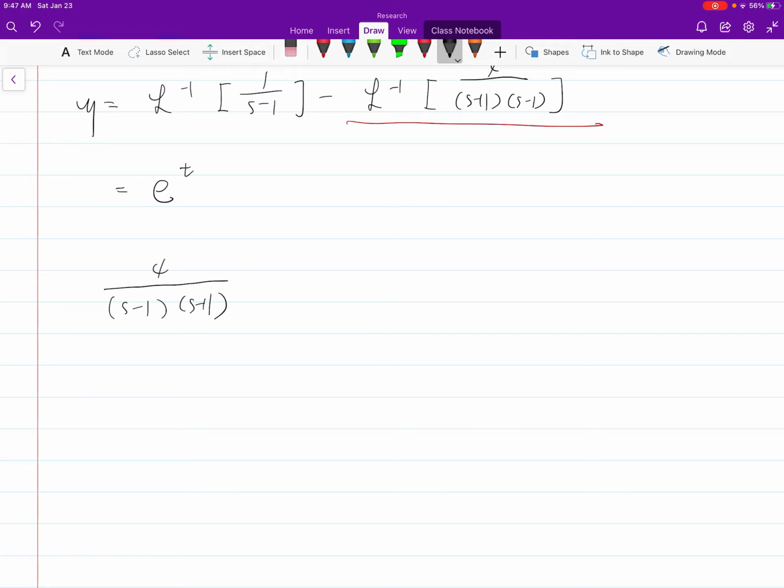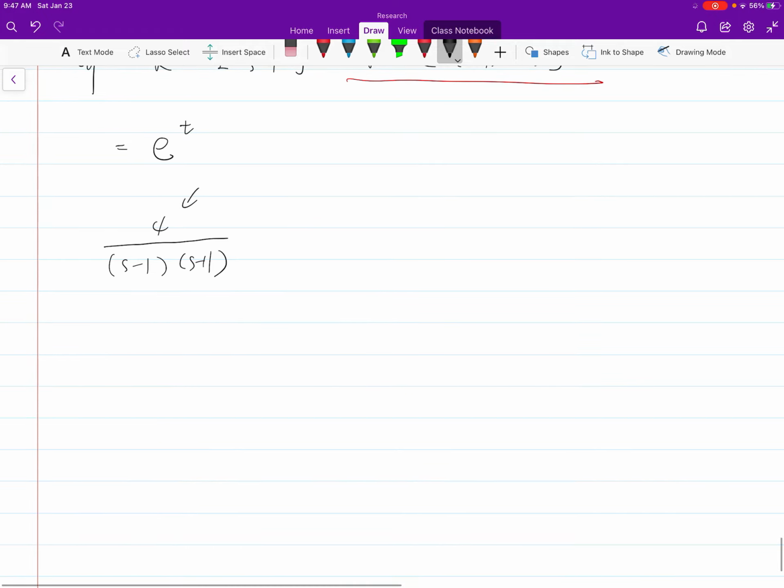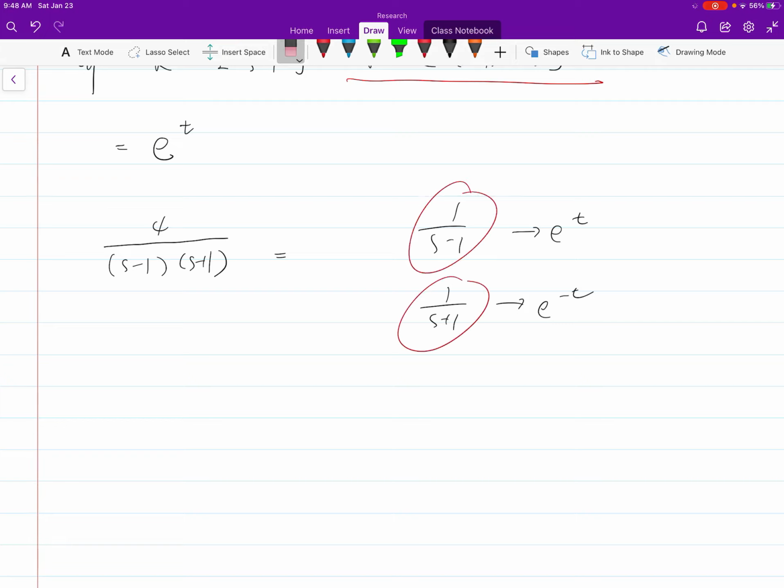We want to transform it into something we know. Okay, the 4 is not a problem. By linear property, you can always take it out. So the number on the top is not a problem. The problem is on the bottom. If it's this, I know this one goes to e to the t. If it's this, I know this one goes to e to the minus t. But it's these two multiplied together. And you really want them to be separate. You want this one and this one alone.